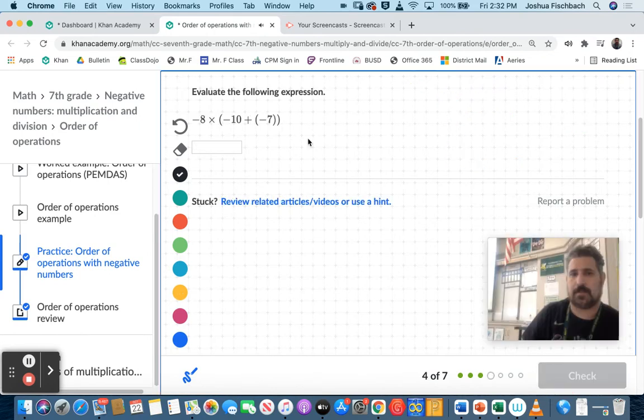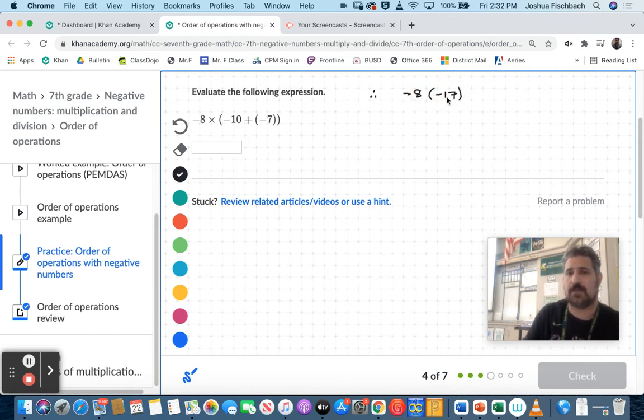The next one. This one says negative 8 times the quantity of negative 10 plus negative 7. Remember to work inside the parentheses first. So this is all one term. There's no other term. So you just do negative 10 plus negative 7. Those are both on the negative side. So when you add them together, they get more negative. This becomes negative 17. So effectively, this is just going to be negative 8 times negative 17. That's basically what this becomes.